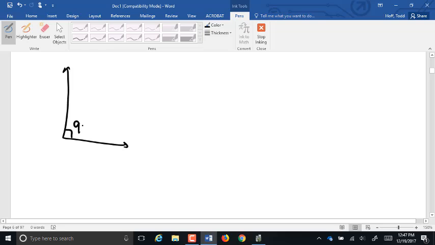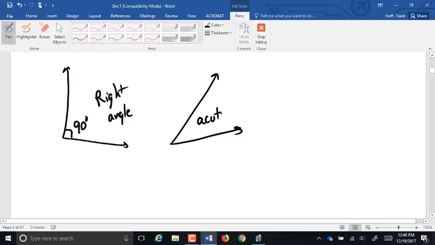Should probably talk a little bit about this. This is 90 degrees, and that is called a right angle. What's it called if we have an angle that's smaller than a right angle? Acute. You can think of it usually things that are acute or small. So an acute angle is smaller than a right angle.